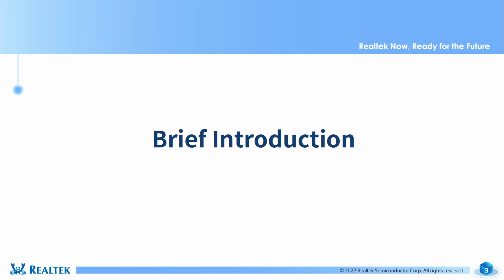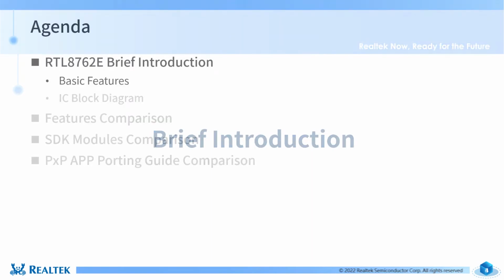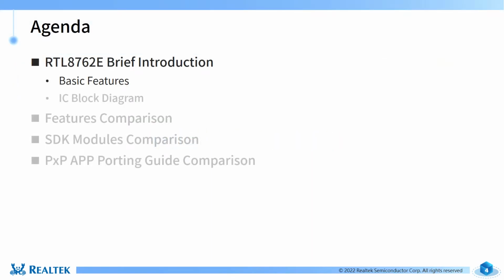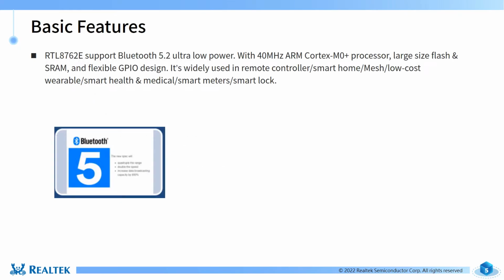First is to briefly introduce the RTL8762E chip. This introduction is divided into basic properties and the introduction to the IC structure. The RTL8762E supports Bluetooth 5.2 with ultra-low power consumption, 40 MHz ARM Cortex-M0 Plus processor, large flash, and SRAM, flexible GPIO design. It's widely used in remote control, smart home, mesh, low-cost wearable, smart healthcare, smart meter, and smart lock.